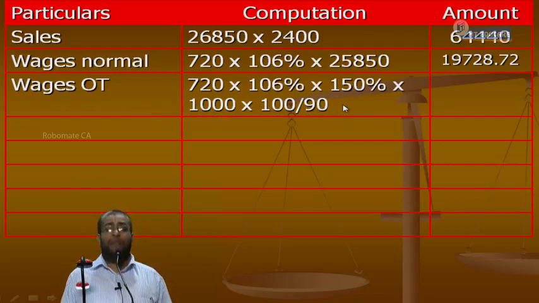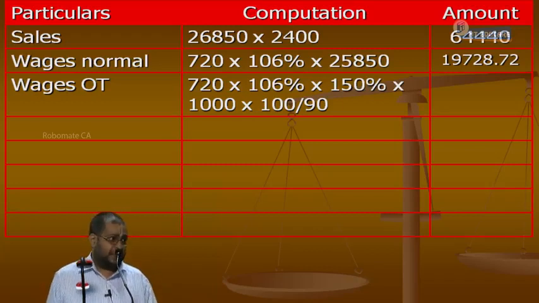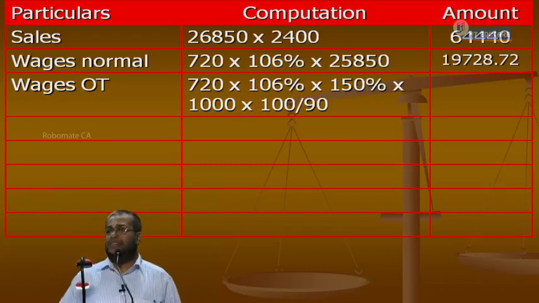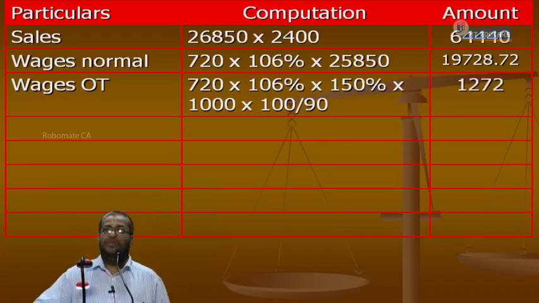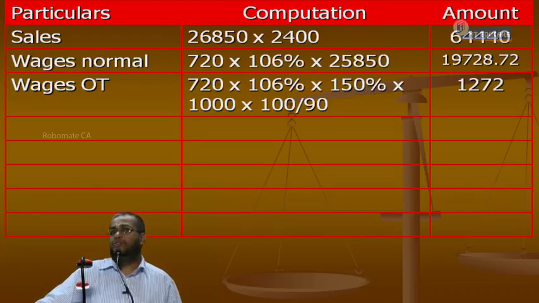Why do I do that? Due to drop in efficiency, the wages increase. Wages and efficiency are inversely related. Hence, I did not multiply by 90%. I just divided by 90%. Now, I saw yes or no? No. What is the amount? 1272. Amount is 1272. Can I proceed?